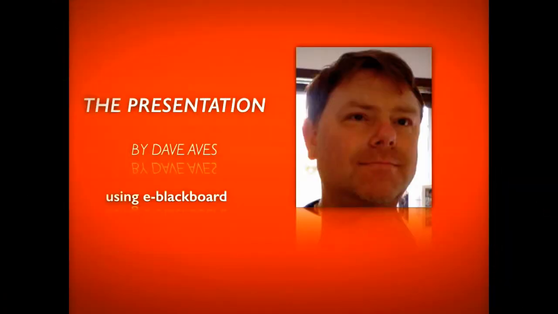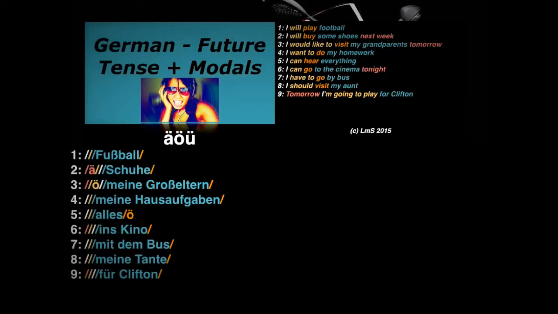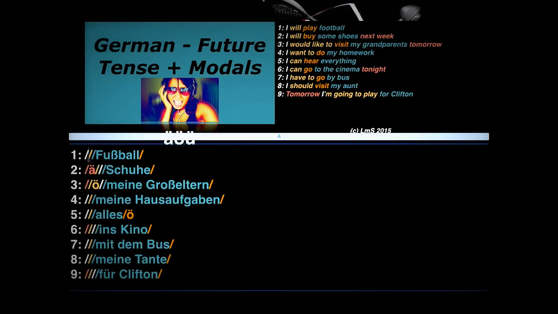Okay, ladies and gents, this is the presentation using E-blackboard based on the future tense modal verbs. So, looking at our 9 sentences here, I will play football. So, ich. Now, will, werde, so you got ich werde. Okay, second verb, which is in the dictionary infinitive form, spielen, goes at the end of the sentence. Ich werde Fußball spielen.